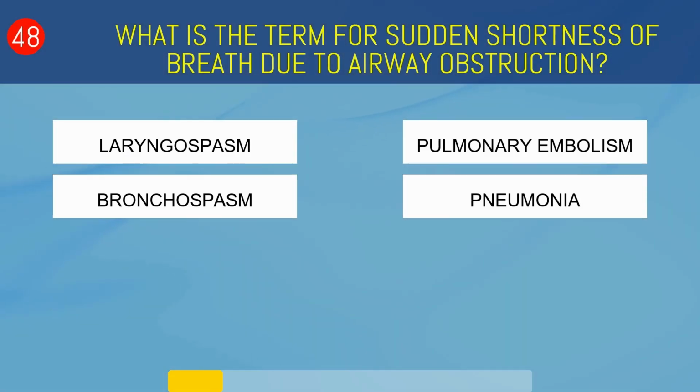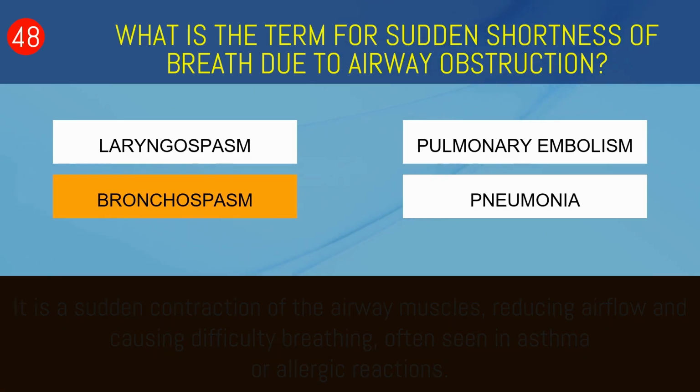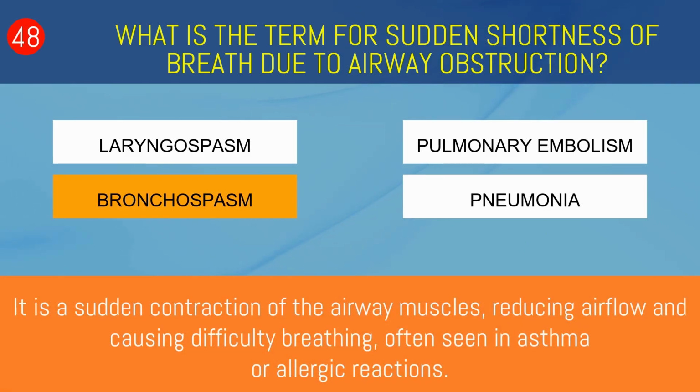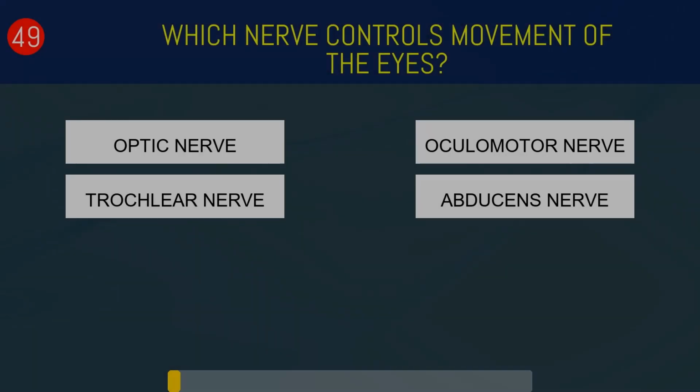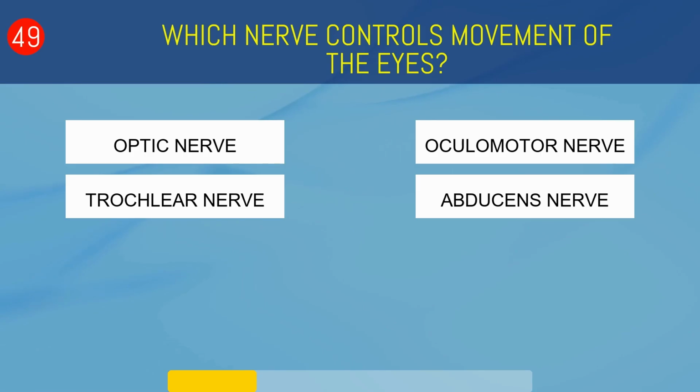What is the term for sudden shortness of breath due to airway obstruction? Laryngospasm, bronchospasm, pulmonary embolism, or pneumonia? Bronchospasm. It is a sudden contraction of the airway muscles, reducing airflow and causing difficulty breathing, often seen in asthma or allergic reactions.